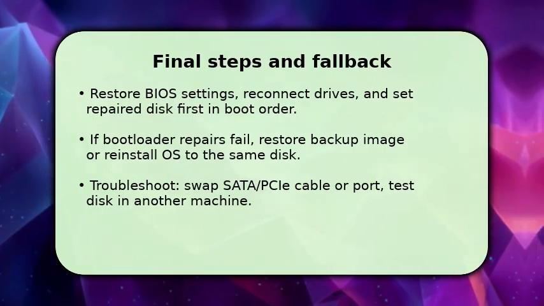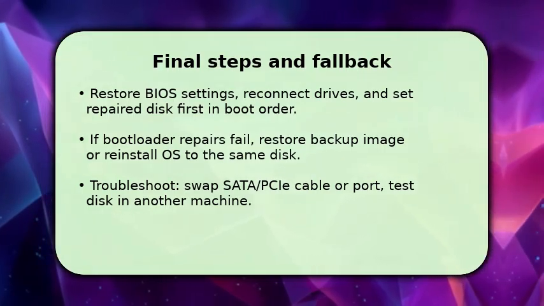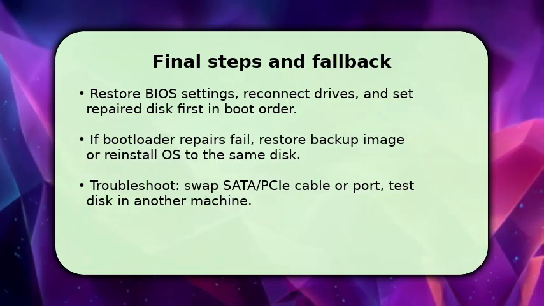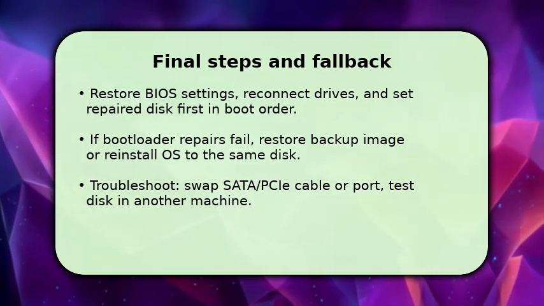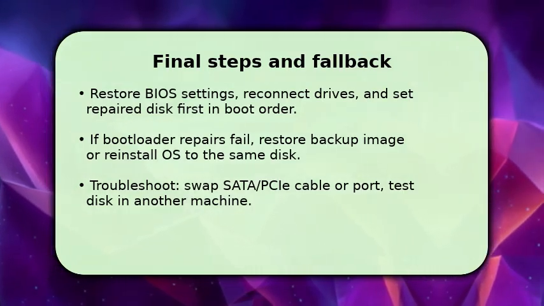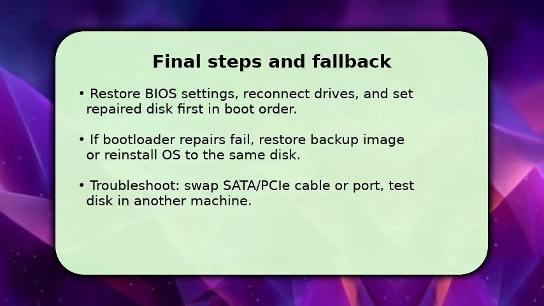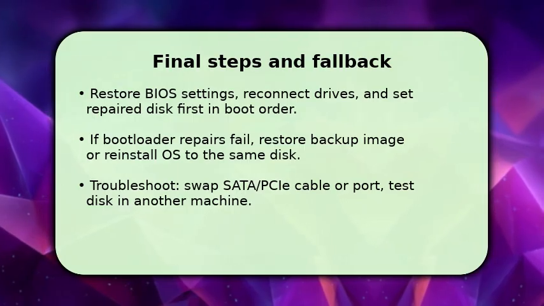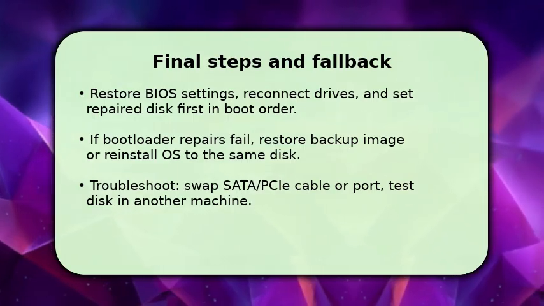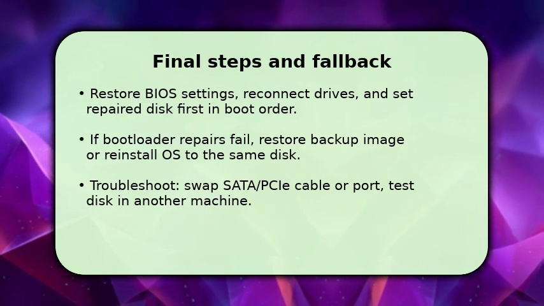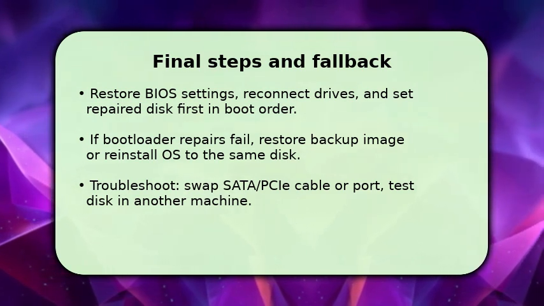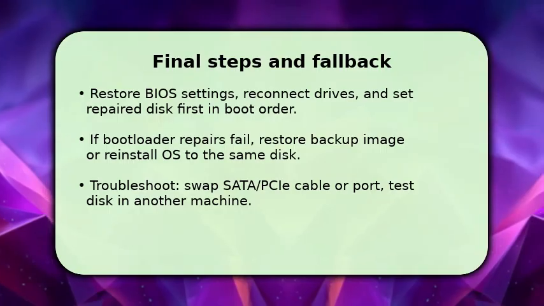If bootloader repairs did not work, restore a recent system image or perform a clean OS install onto the same disk to preserve firmware alignment. Make sure to secure cables and test alternate ports. A bad SATA or NVMe connector can mimic operating system missing errors. If it still fails, try the drive in another computer to separate motherboard faults from disk faults and act accordingly.